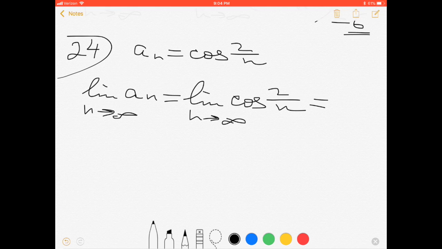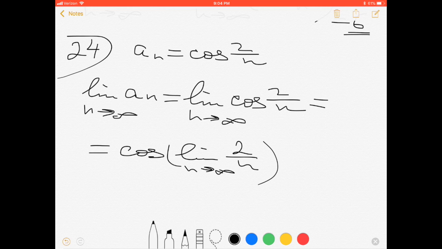Because cosine is a continuous function, this means we can switch the limit and cosine, and we have cosine of the limit of 2 over n as n approaches infinity. 2 over infinity will be 0. This means here you have cosine 0, and you know it's 1. Here is how we count it. Okay.